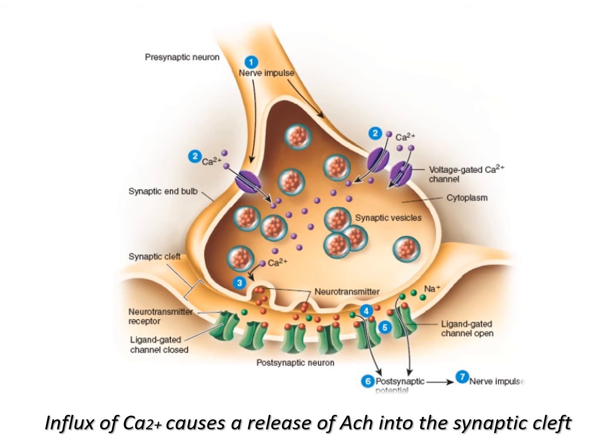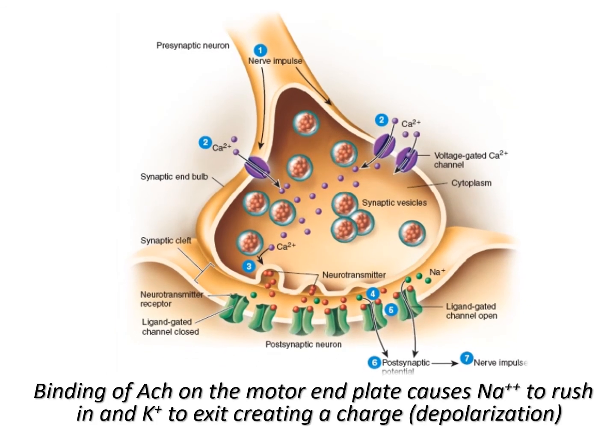The action potential then causes an influx of calcium that then causes a release of the acetylcholine into the synaptic cleft. Now down there in steps 4 and 5, there is postsynaptic binding of the acetylcholine that causes the sodium to rush in and the potassium to exit, and this creates an electrical charge known as depolarization.